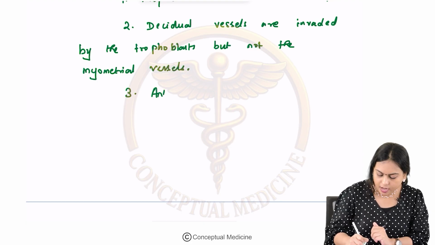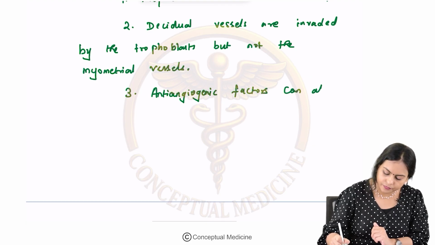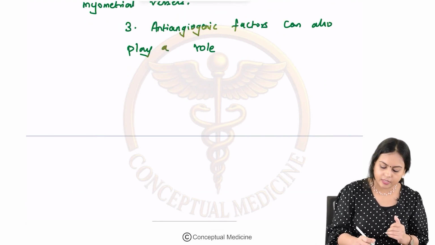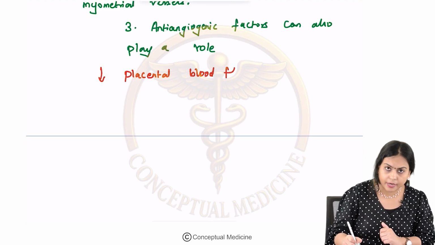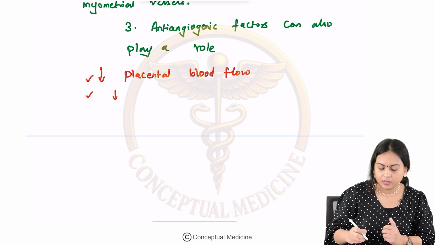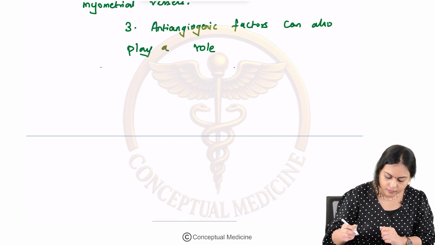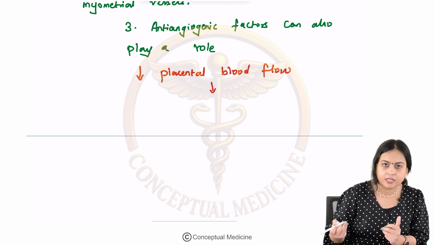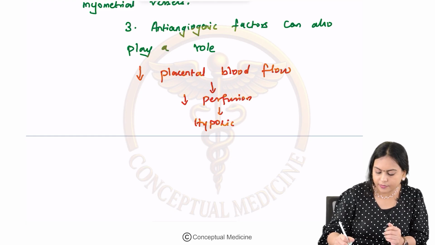Also, in this case, anti-angiogenic factors can also play a role. Okay. So, all these things will lead to decreased placental blood flow. Now all these factors will lead to reduced placental blood flow. Okay, that means the perfusion is also reduced. It will create a hypoxic environment.